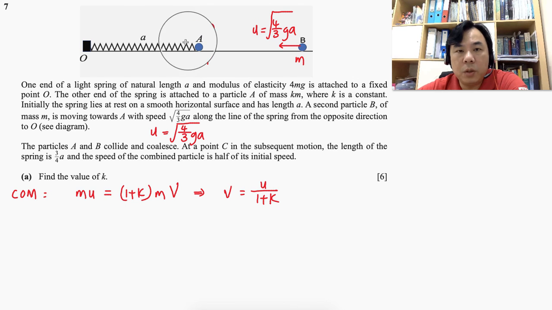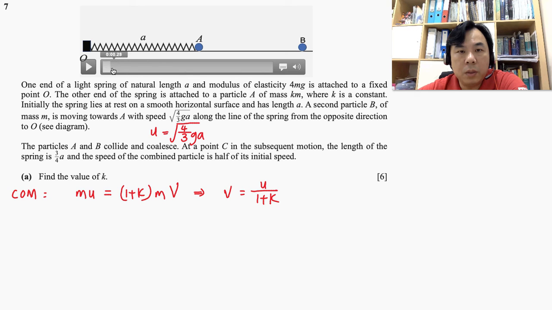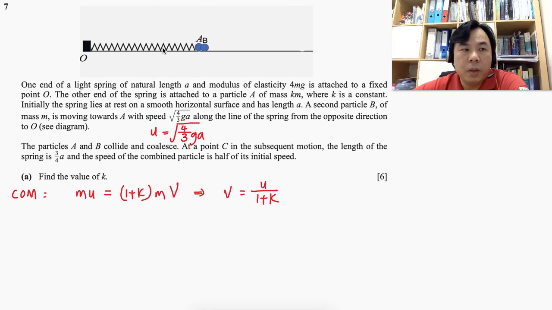Let me show it to you. Basically it looks something like this. You can see they coalesce. This is the speed just before it compresses the spring, so it's moving at v here. Now at a point C in the subsequent motion, the length of the spring is 3/4 a, and the speed of the combined particle is half of its initial speed.